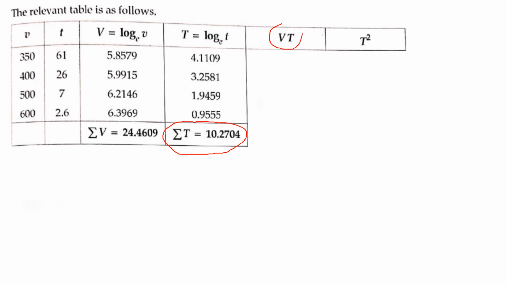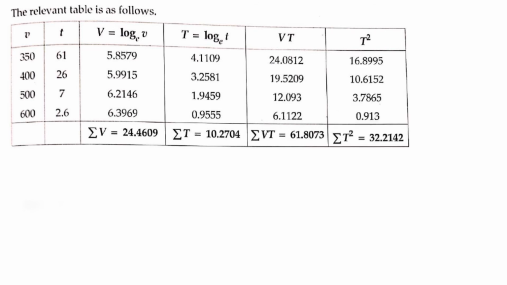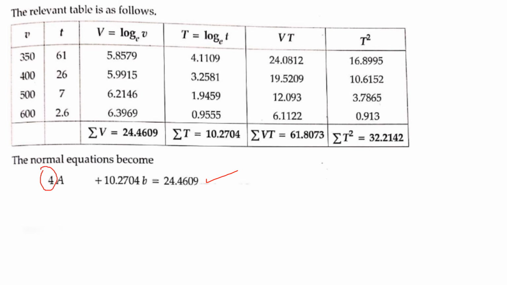As we require in the normal equation summation of VT, multiply these two columns, capital V and capital T, and form a new column, capital V capital T. Yes, we have formed. And T square column, just square the T values and frame one new column and add it. Let us substitute all these summation values in the normal equations. Yes, we have put in the first normal equation. Here we have taken n is equal to 4. This is the second normal equation we have substituted.